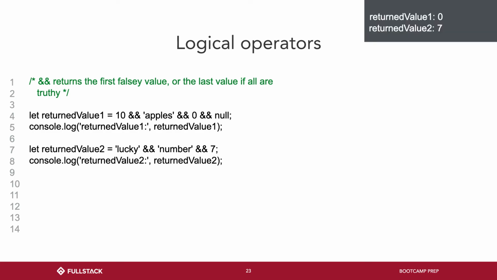And returns the first falsy value or the last value if all are truthy. Let return value 1 equal 10 and apples and 0 and no. Console.log return value is return value. 0, not null. 0. Because 0 is the first falsy value we see. Down here we have lucky number 7, so we get 7. Because they are all truthy, two strings with length, and a number which isn't 0. So the last thing is that number, so that's what return value 2 is going to be. It actually returns the value. It does not coerce it.